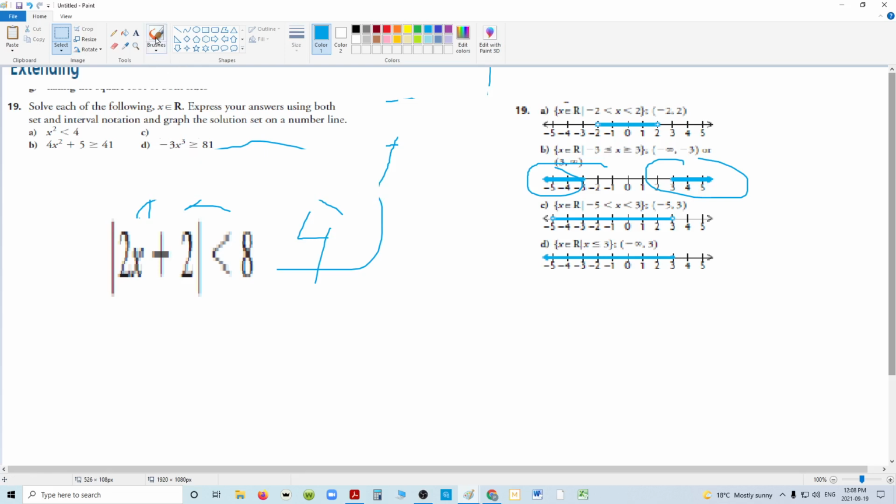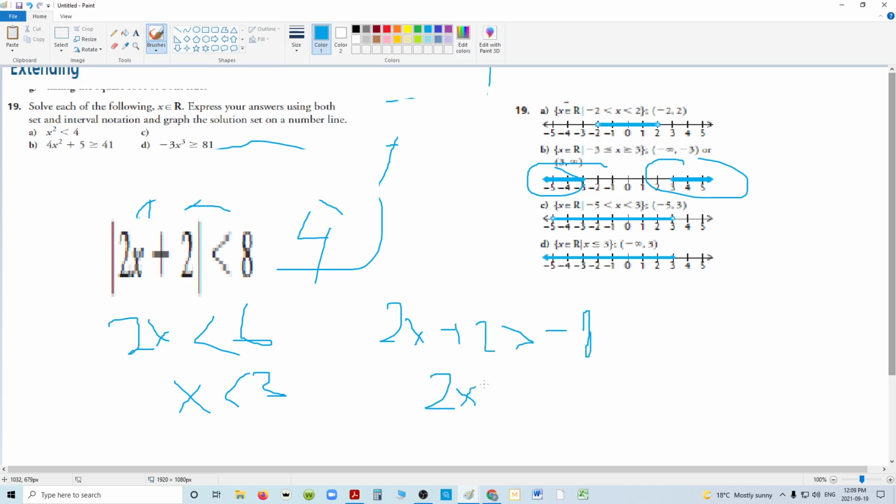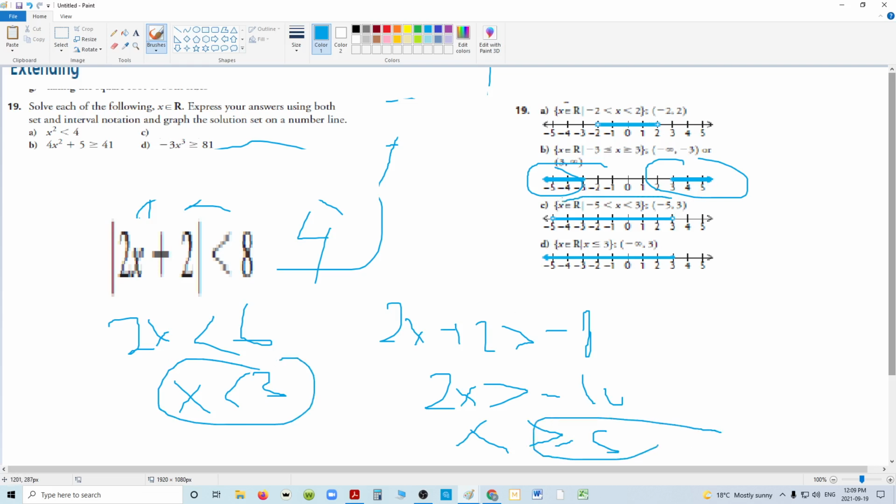First you solve it for when it's normal, and then you switch the sign. So you solve it normally first. Bring the 2 over. When x is smaller than 3, then you just switch the sign and make the other number negative. When x is bigger than -5. So it's going to be between 3 and -5, which is what they have right here.